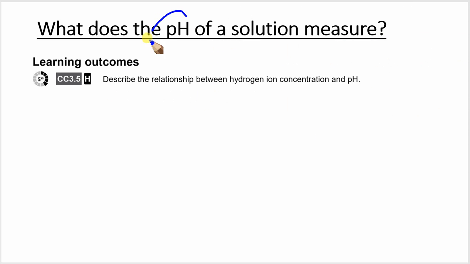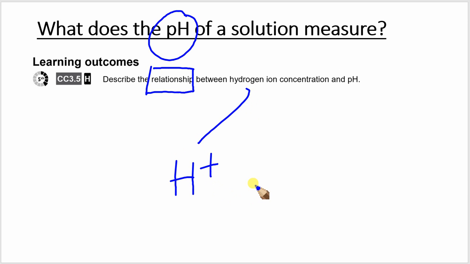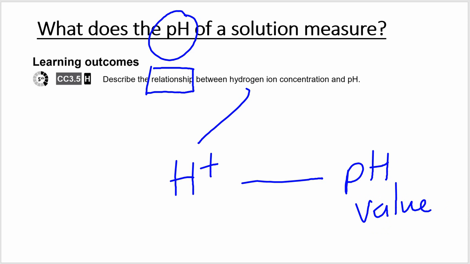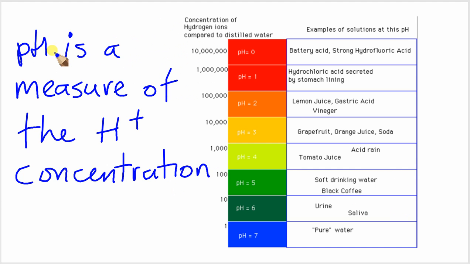In this video we're going to be exploring what pH means. We're going to come to understand that there's a relationship between hydrogen ions and the pH value or the pH number. So we can put that in a question: what does the pH of a solution measure? pH is a measure of the hydrogen ion concentration, and this graphic will help us to see that.